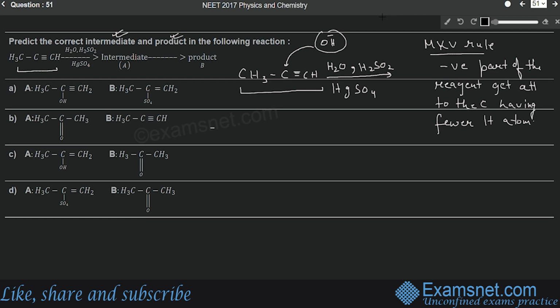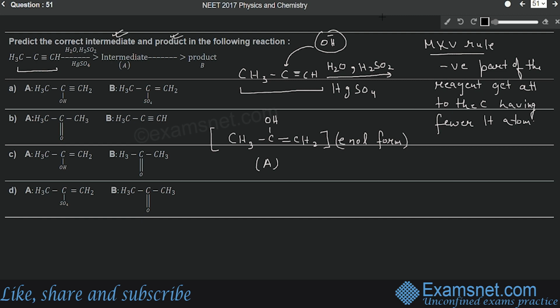So an intermediate will be formed, that is CH3 C(OH), and this side we have double bond CH2. Now here we have a double bond, that means an alkene, and we have an alcohol also, OH. So this is known as enol form. Okay, this is the enol form. And this is the intermediate A that will be formed in this reaction.